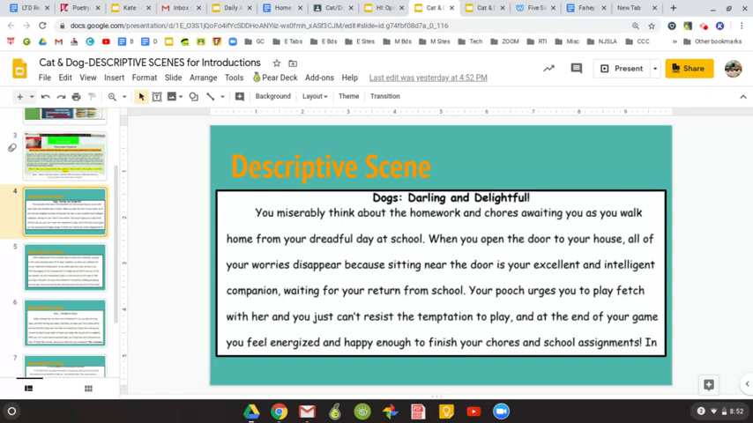Your pooch urges you to play fetch with her, and you just can't resist the temptation to play. And at the end of your game, you feel energized and happy enough to finish your chores and school assignments.